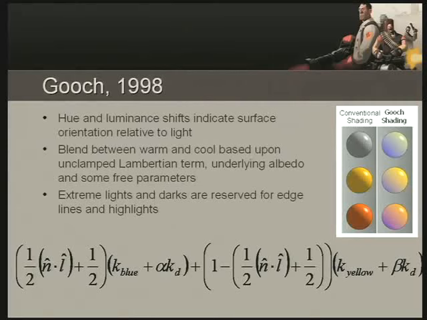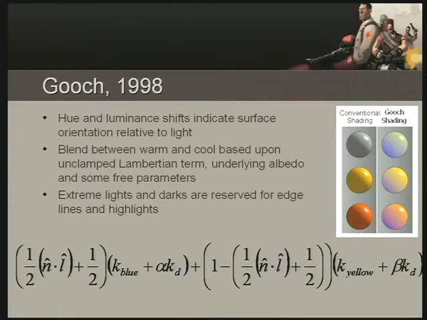So we looked to the non-photorealistic rendering literature for some ideas in this space. One work that's probably most similar to what we're doing in Team Fortress 2 is the work of Gooch from 1998. They looked at technical illustrations and came up with this idea of using hue and luminance shifts to communicate surface orientation.